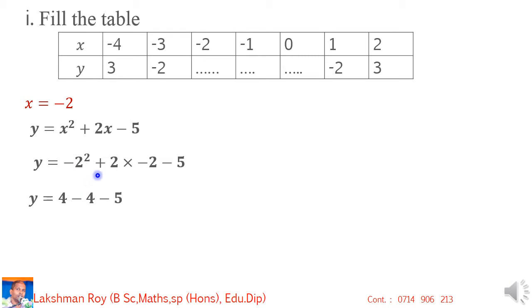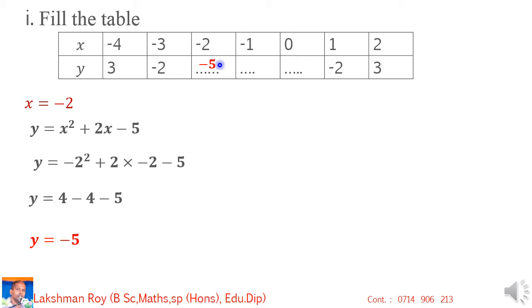Then what happened to this one? 2x means we should multiply, that means positive 2 multiplied by negative 2, right? So 2 into 2 is 4, positive into negative is negative, right? Then minus 5. So then simplify this one. How to simplify? Here you can see, positive 4 and negative 4 is 0, then you remain only negative 5, right? So that is the value of y when x is negative 2.